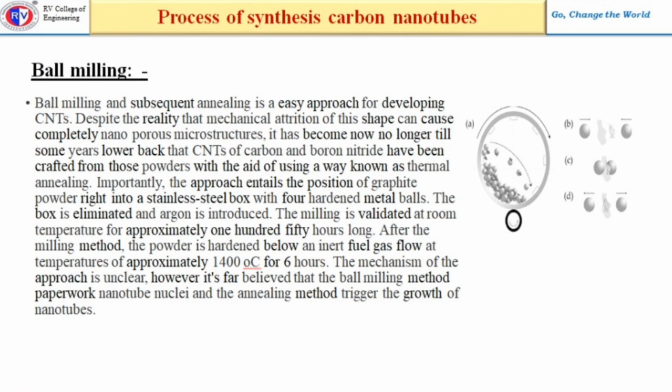Despite the fact that mechanical iteration of the shape can cause a completely nanoporous microstructure, it was not until some years back that CNTs of carbon and boron nitride were crafted from those powders by a method such as thermal annealing. Importantly, the approach involves placing graphite powder into a stainless steel box with four hardened steel balls. The box is evacuated and argon is introduced. The milling is carried out at room temperature for approximately 150 hours.